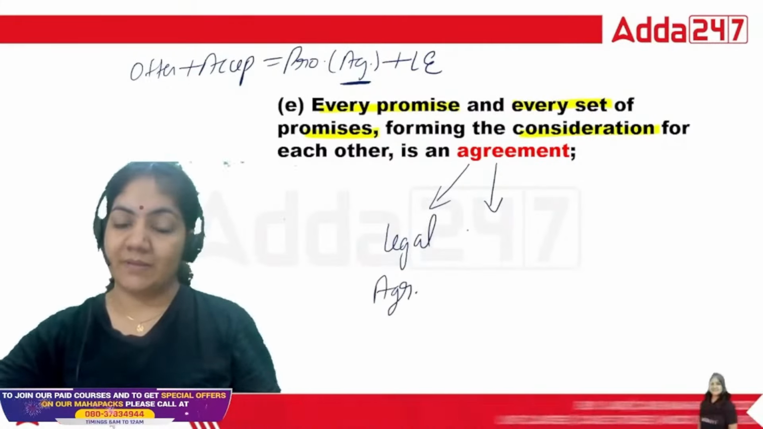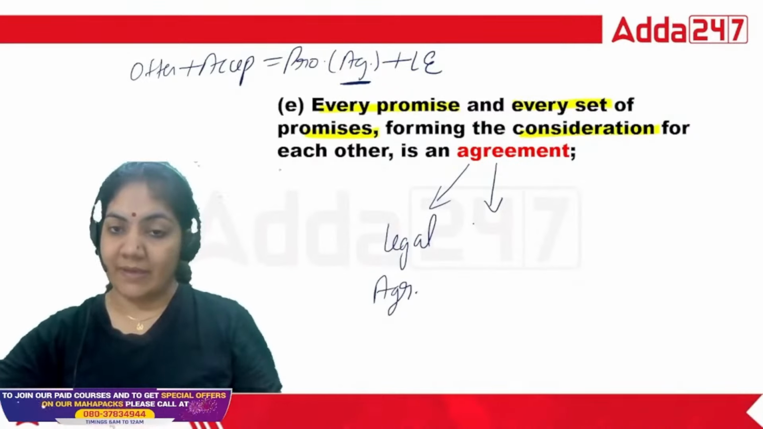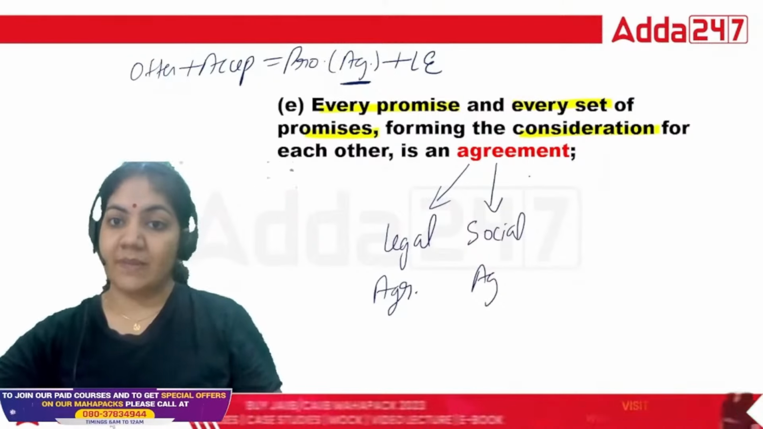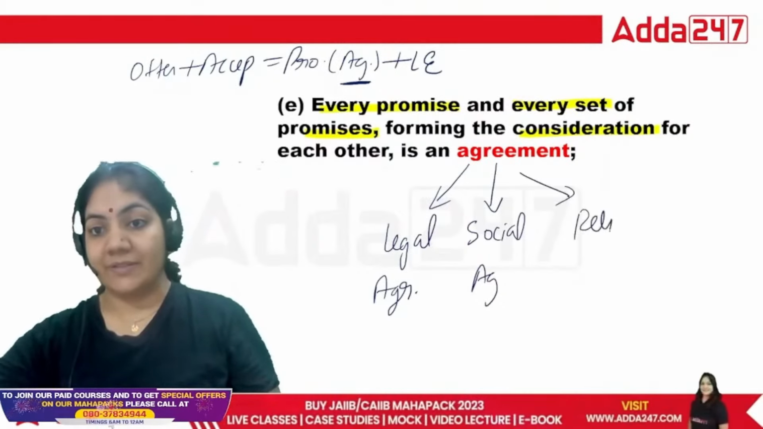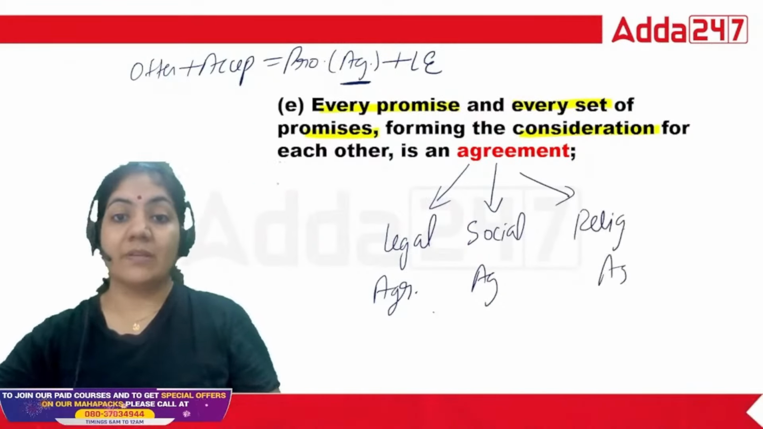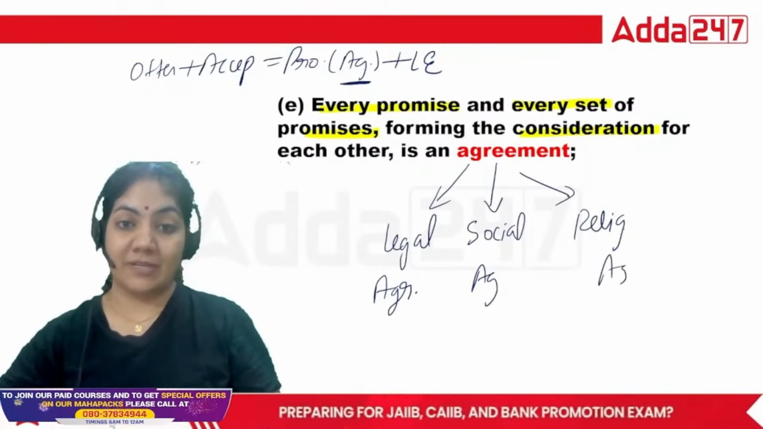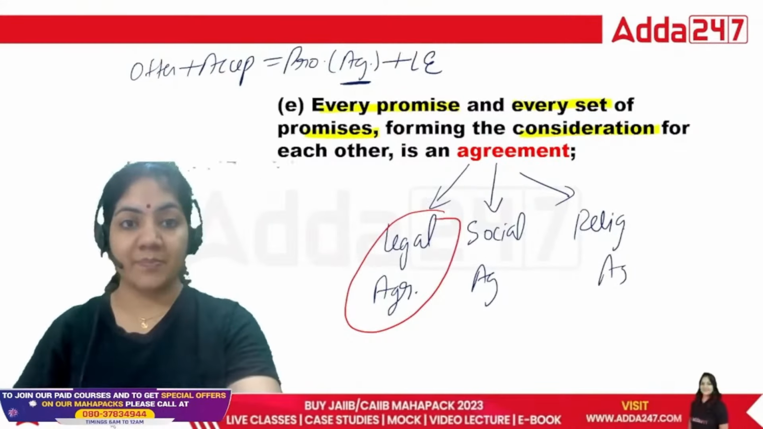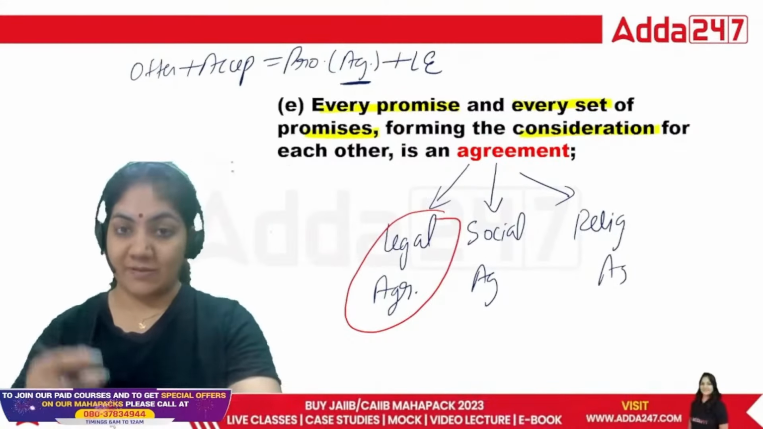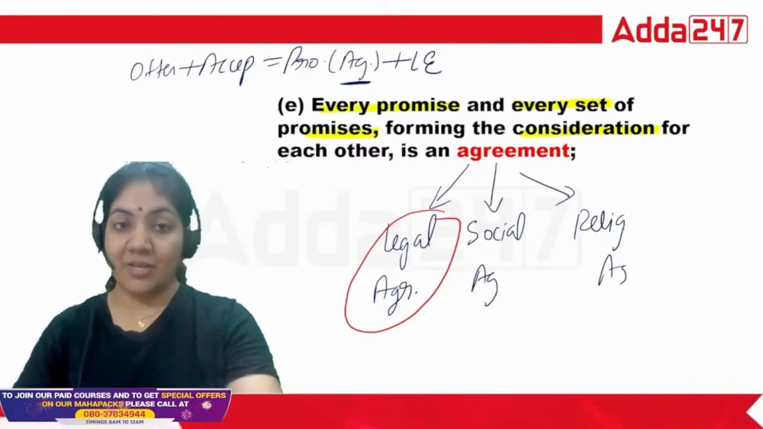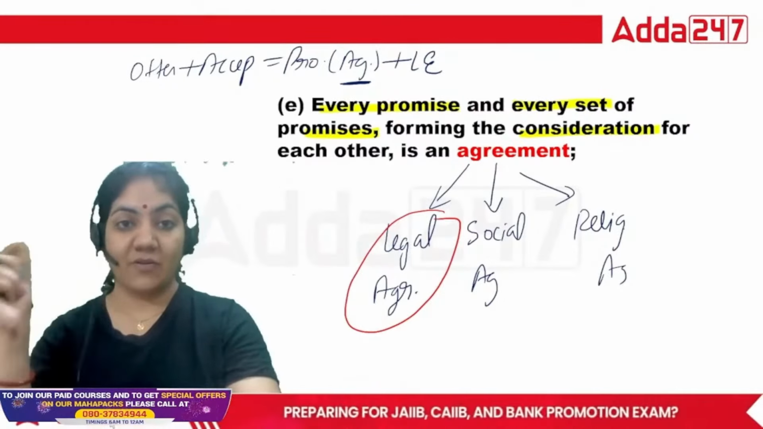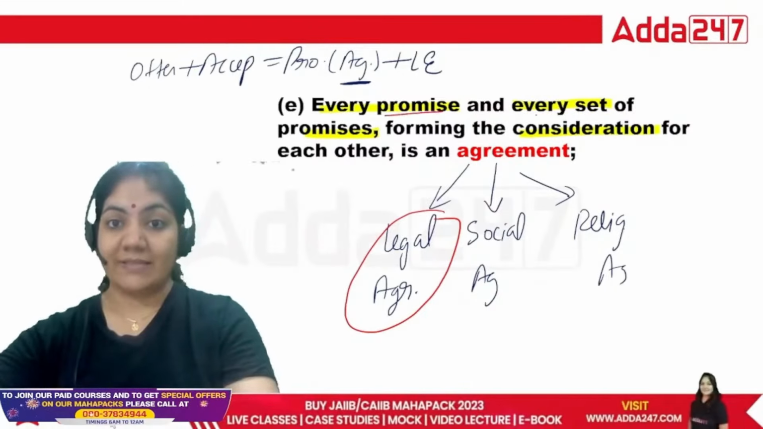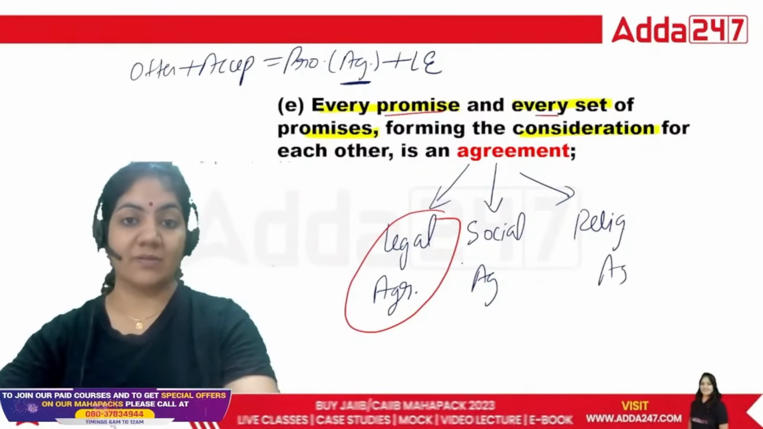Okay, this is a legal agreement. And then there is social agreement and religious agreement, but we only have to study the legal agreement. That's it. So legal agreement is basically what? One in which the consideration will be there from both sides. So every promise and set of promises is called an agreement.